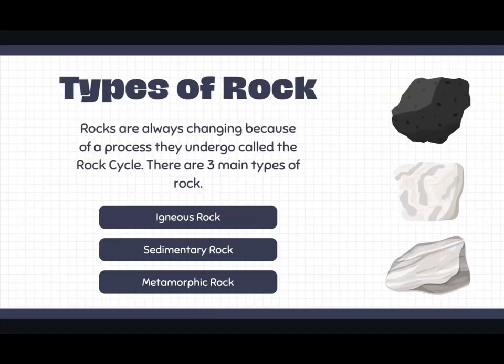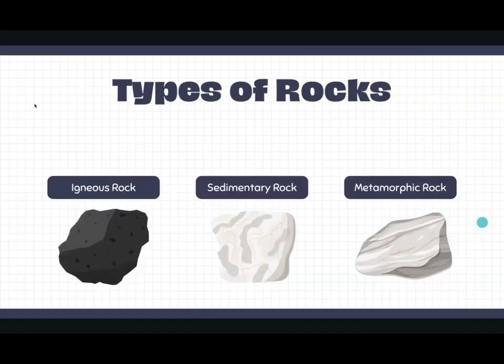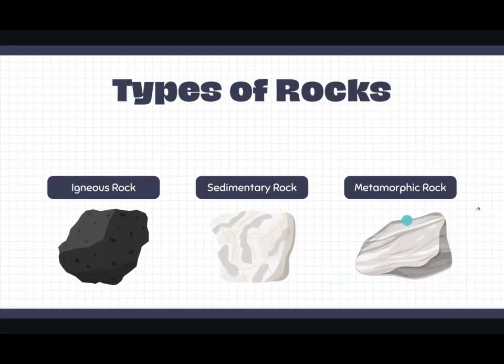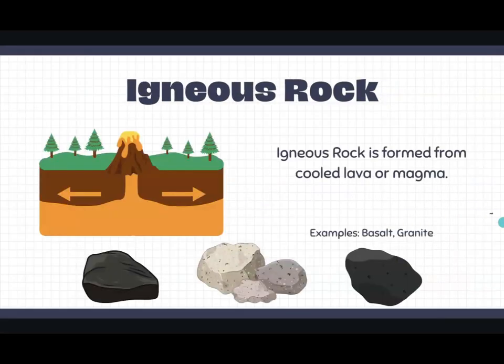The second thing that I wanted to talk about today is the different types of rocks. Rocks are always changing because of a process they undergo called the rock cycle, and there are three main types of rocks. Before I go into that, I just wanted to stress again, three different types: igneous rock, sedimentary rock, and metamorphic rock.